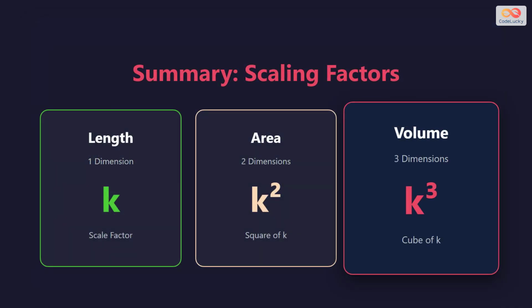To wrap up, remember these 3 simple rules. For length, the ratio is K. For area, the ratio is K squared. And for volume, the ratio is K cubed. Keeping these straight is the key to mastering similarity and scaling.